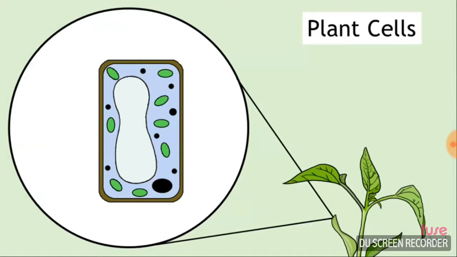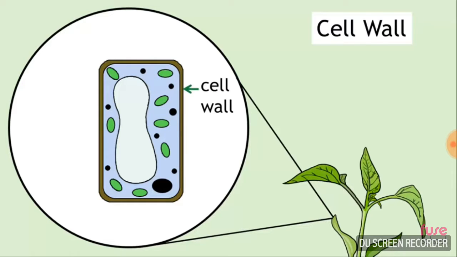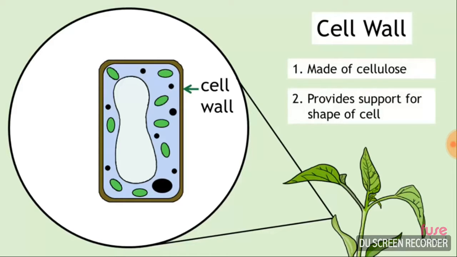Plant cells. Plant cells contain the structures that animal cells contain, that we've just discussed: the nucleus, the cytoplasm, and the cell membrane, but they also include lots of extra structures. For example, they contain a cell wall. A cell wall is made of cellulose, and this structure provides support for the shape of the cell.